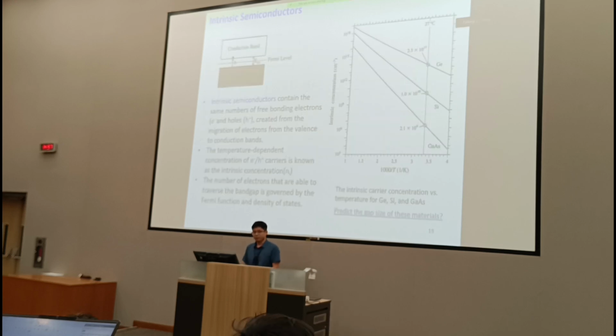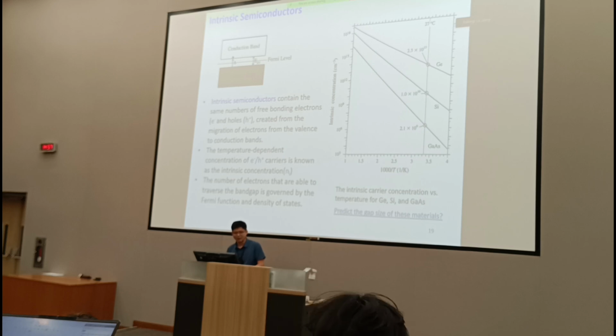Okay, so how do we create carriers inside the semiconductor? Because the semiconductor is one key component in making the transistor, right? Silicon, germanium, you can also change the band gap size. It can be an electronic or optical device, right? But the first thing is how to create the carrier.